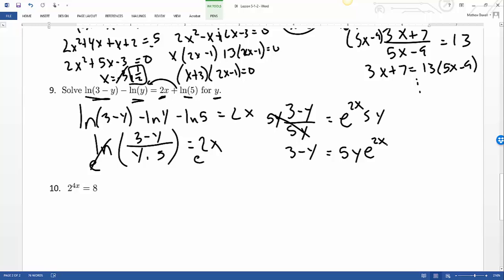I have y's on both sides, but I can't add anything together. So the strategy is to group them. So I want to add the y to the other side. So I can factor out the y. Then I can divide by the 5e to the 2x plus 1.